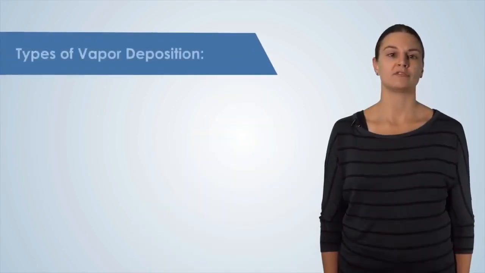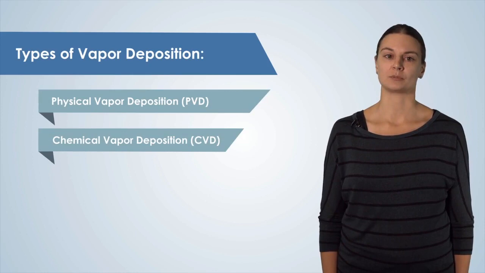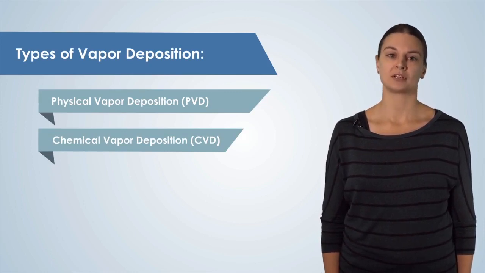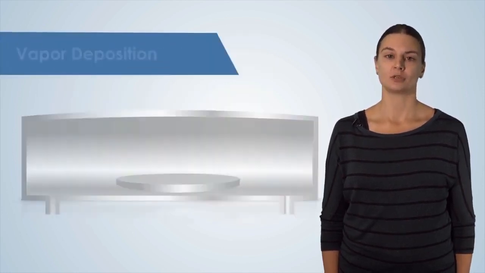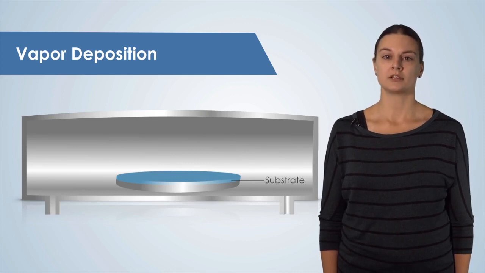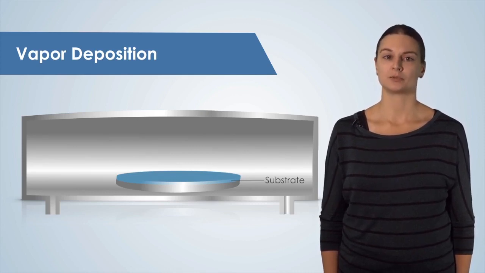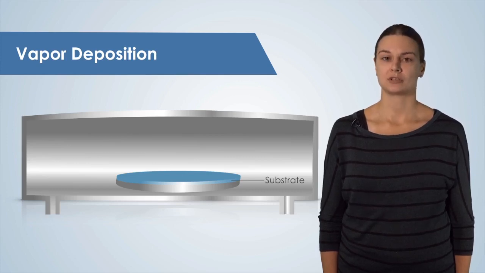There are two types of vapor deposition processes: physical vapor deposition and chemical vapor deposition. It's important to be able to distinguish the difference between the two, but for now, let's focus on the core principle of vapor deposition processes. The thin film is deposited on a base material called a substrate, such as glass or silicon wafers. In theory, any material can have a thin film deposited onto its surface. The substrate is essentially a foundation on which we will deposit the thin film.